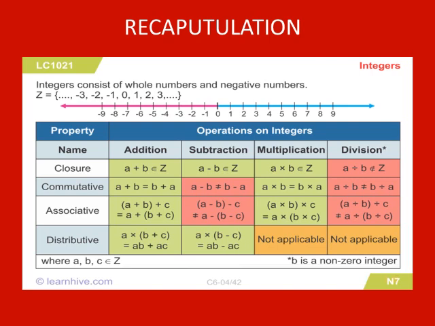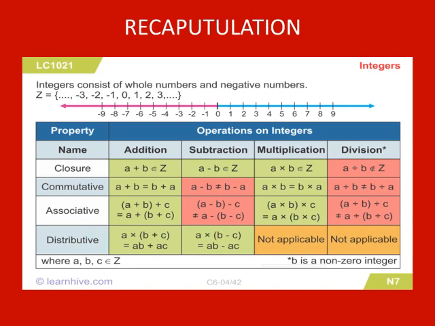Closure of integers means whenever two integers are added, the sum we get is also an integer. That means integers are closed under addition. Similarly, in case of subtraction also and multiplication also. When two integers are subtracted or multiplied, the result is always an integer.